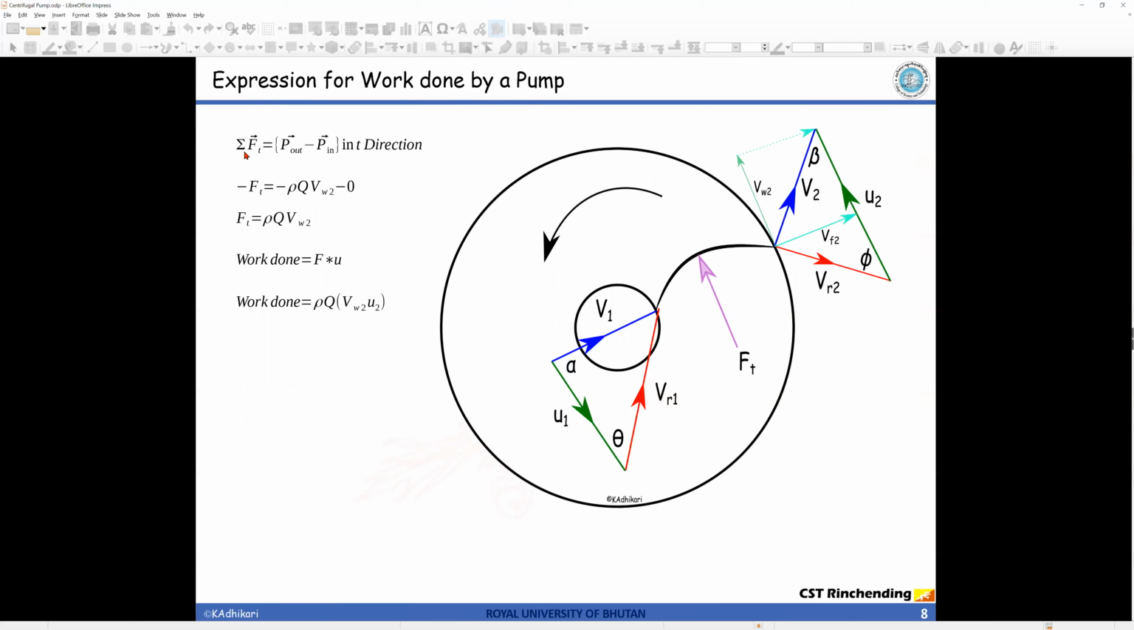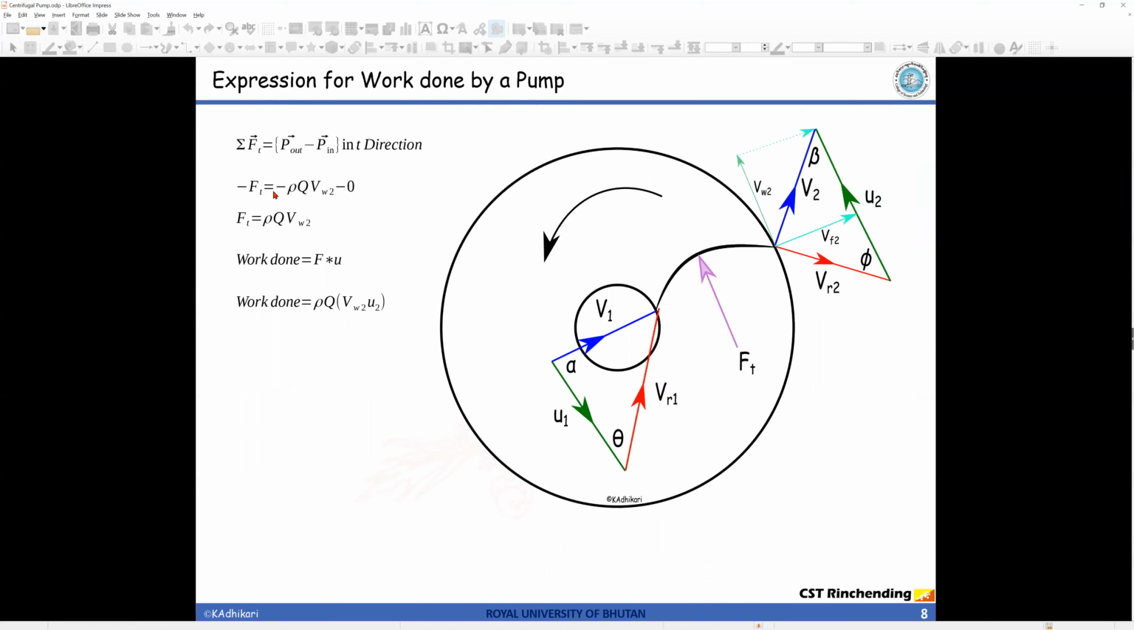The summation of forces in the tangential direction is equal to the momentum flux going out in the tangential direction minus the momentum flux coming in, considering a control volume. Let me take this as a negative Ft. This sign convention is up to your choice. I normally go by the normal sign convention, that is, towards the left it is negative and towards the right it is positive. So I'm just following the same sign convention.